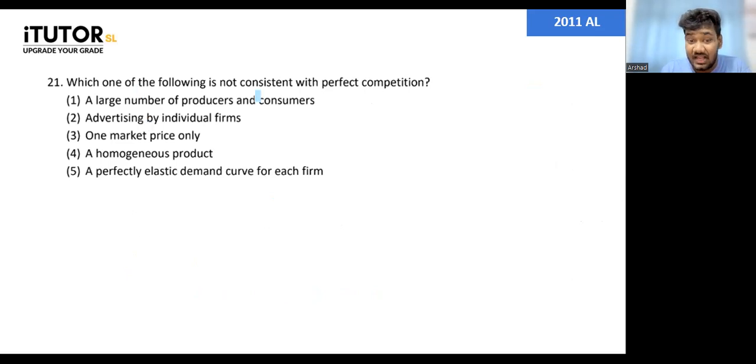Large number of buyers and producers, consumers, correct. Advertising by individual firms, not very sure. We'll leave this. Only one market price only. Yeah, so there is a market price. Everyone has to sell at that price. This is also correct. Homogeneous product, correct, right? Everyone is selling the same product, no? Example, rice. Everyone sells the same rice. Correct.